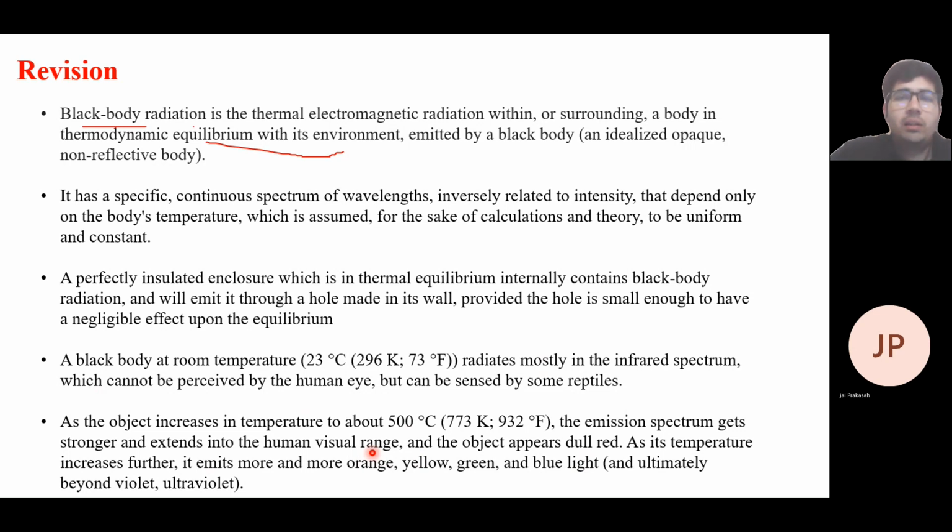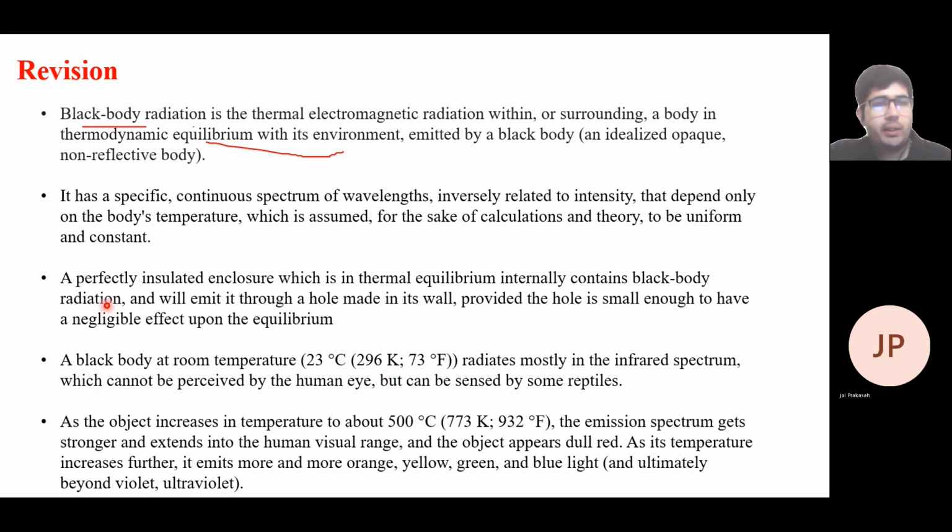We have covered the wavelength in our previous lesson. As the temperature increases, the intensity increases, so the wavelength comes under the human visual range and the object appears dull red. As its temperature increases further, it emits more and more orange, yellow, green, and blue light, and ultimately beyond violet, into the ultraviolet. Basically, as the energy increases, its wavelength decreases and it moves through the visible spectrum to the ultraviolet spectrum. So temperature plays a major role in black body radiation.